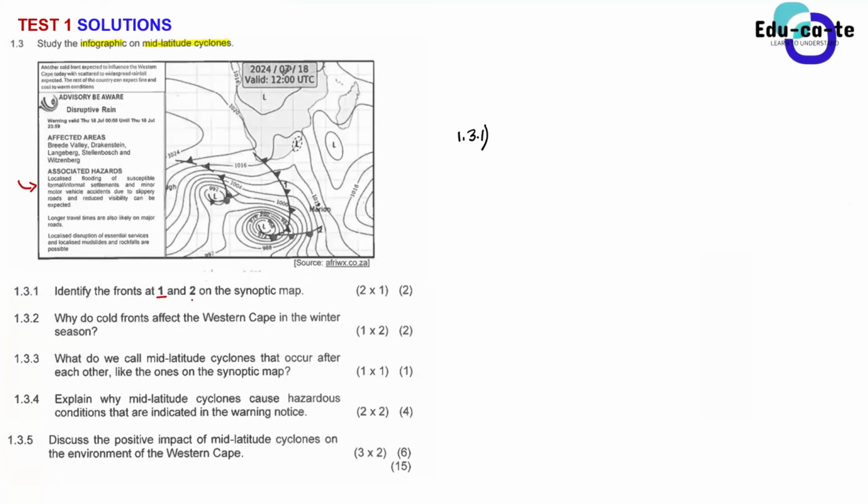All right, so let us now go to the question. Identify the fronts at 1 and at 2 on the synoptic map. What are the fronts at 1 and at 2? Can you guys see 1 and 2 properly? Yes, let's hear Telmo.